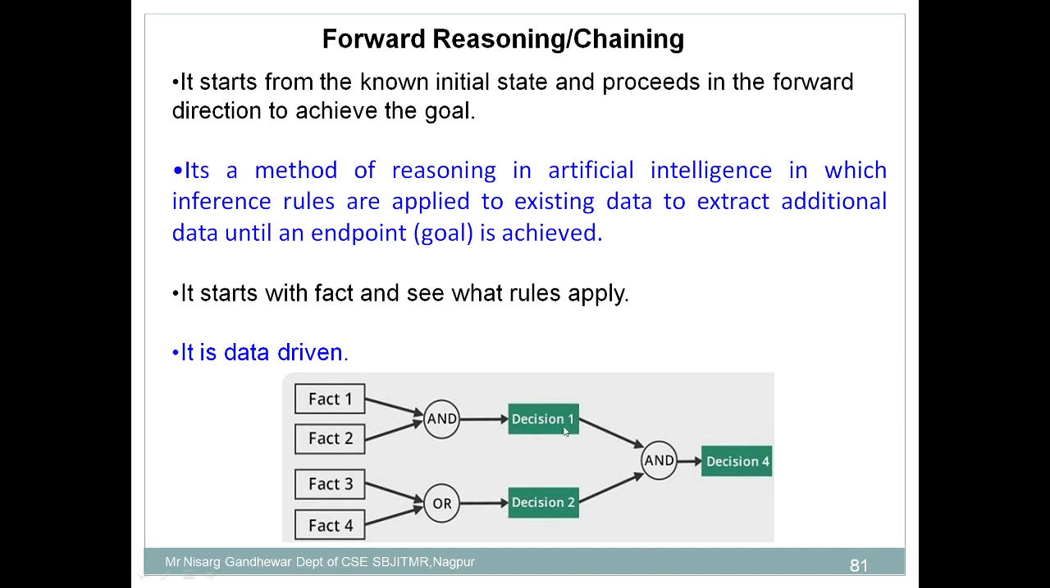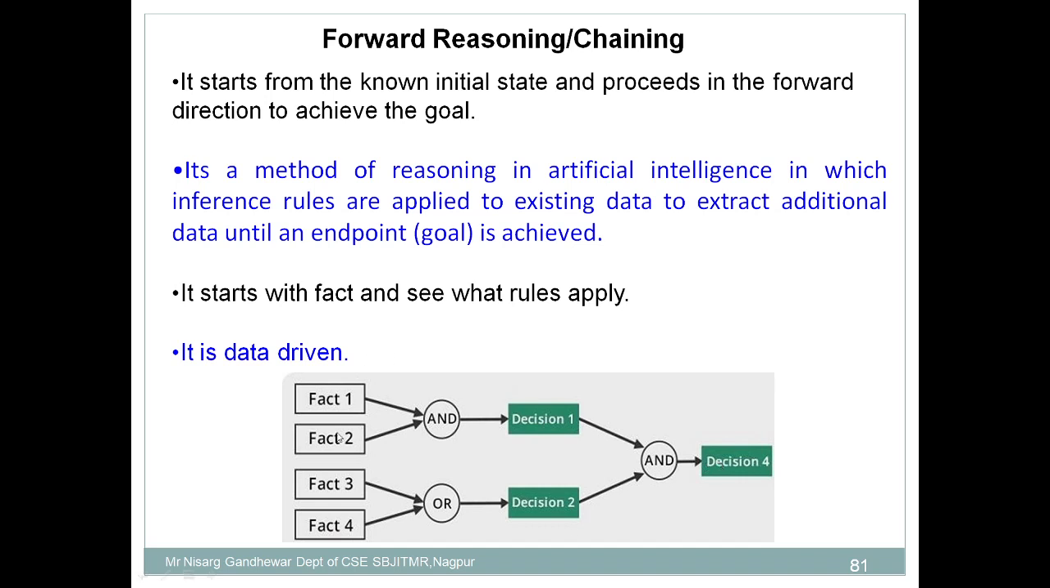Now this is a simple diagrammatic representation of forward reasoning. We are provided with a set of facts, strategies, concepts, and data, on which we are trying to apply a set of rules. Rules can be formulated with the help of AND and OR, and you come to know about the intermediate decision. Finally you can combine it so that you get some kind of final decision, which helps us reach the goal state.